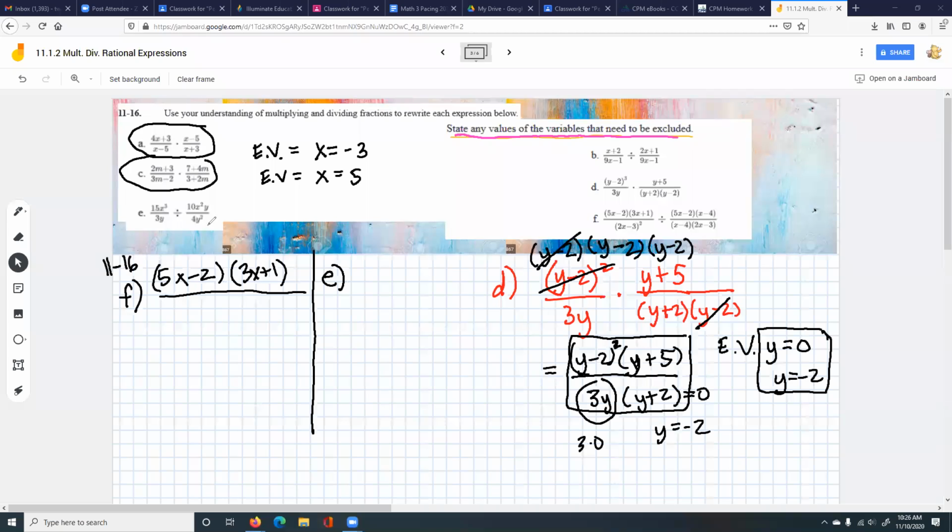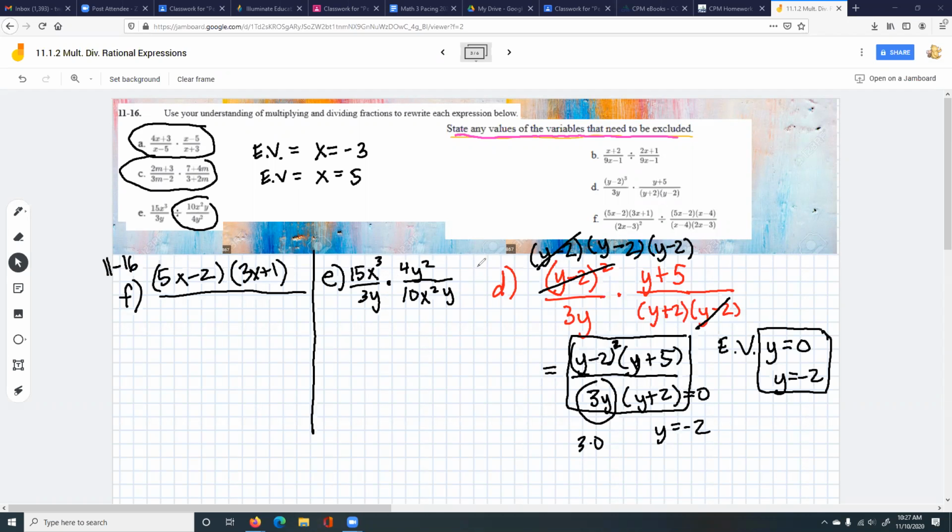Here's E. E is an easy one. Shouldn't take long. 15x, that's a cubed, right? Cubed over 3y divided by 4y squared over 10x squared y. Can I go ahead and change this division to times and flip this over, right? So it's a division problem, so I'm changing to multiplication and doing the reciprocal.